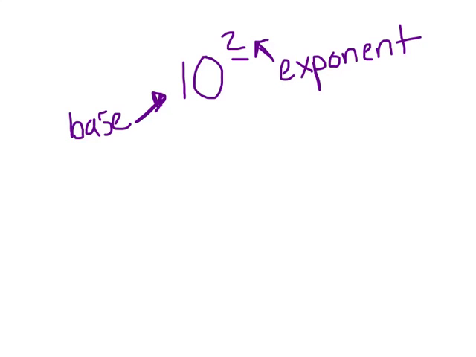Here, the 2 tells me that I'm going to multiply 10 twice. I'm going to multiply 10 times 10. So 10 to the second power would be 100.